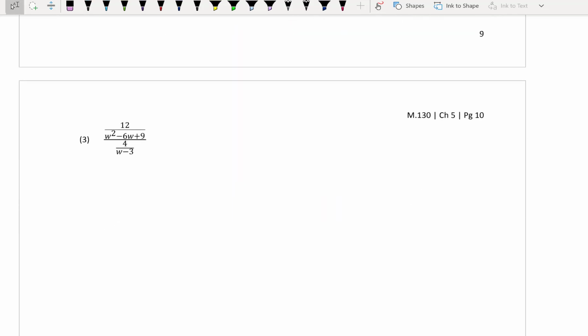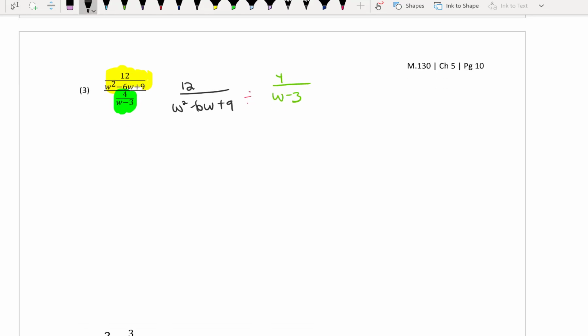Now for number 3, I still have the same process, except now it's a little bit more involved, as I have some stuff that I'm going to go ahead and factor out. So that first fraction, I'm going to rewrite it. So 12 being divided by w squared minus 6w plus 9 is being divided by my green fraction, which is 4w minus 3. So if I were to factor out that first fraction, I can either do the AC method or I can do my guess and check.